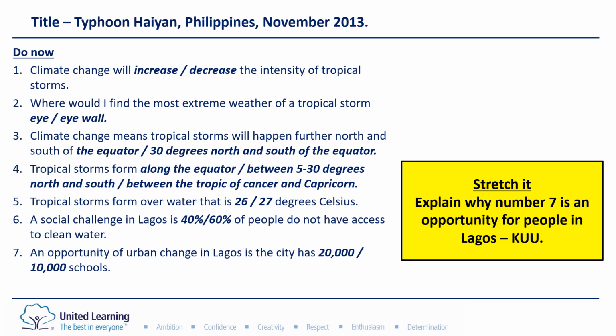Right, brilliant, well done. Let's go through some of the answers. Number 1 is increase, number 2 is I will, number 3 is 30 degrees north and south of the equator. Number 4 is between 5 and 30 degrees north and south of the equator. Number 5 is 27. Number 6 is 60%. And number 7 is 20,000.